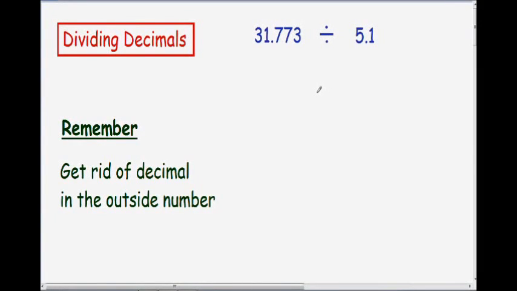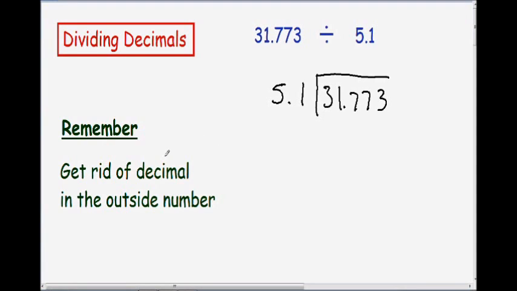So now we will be going over dividing decimals. Here we have 31.773 being divided by 5.1. So let's set this up using long division. We have 31.773 on the inside being divided by 5.1.